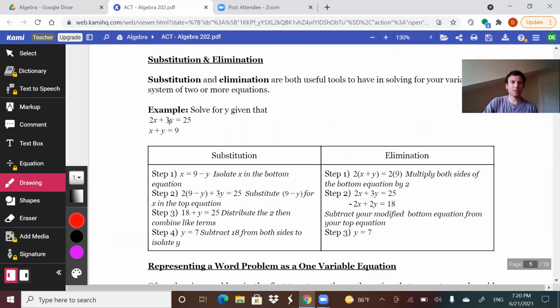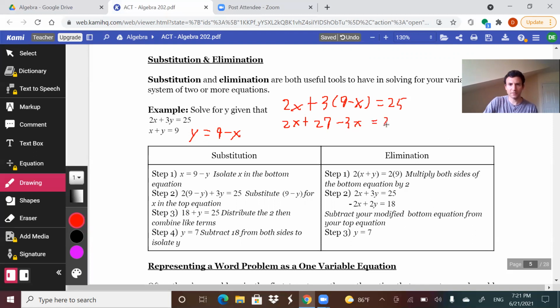So if we're going to do this with substitution, let's say we're going to solve for x, on the bottom we would say, okay, y equals 9 minus x. Now that I've isolated the y, I can sub in for the y. So we have 2x plus 3 times 9 minus x, I'm just subbing in what I know y to be, equals 25.